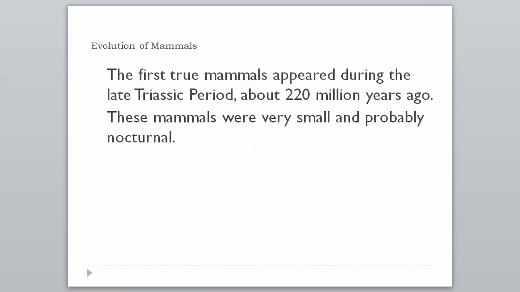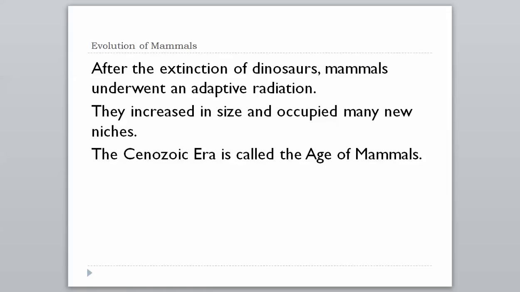If they were large, the dinosaurs would just pick them off. They'd be an easy food source. So they were small, they had to stay underground, and they had to come out at night in order to survive. However, after the extinction of the dinosaurs, mammals underwent an adaptive radiation.